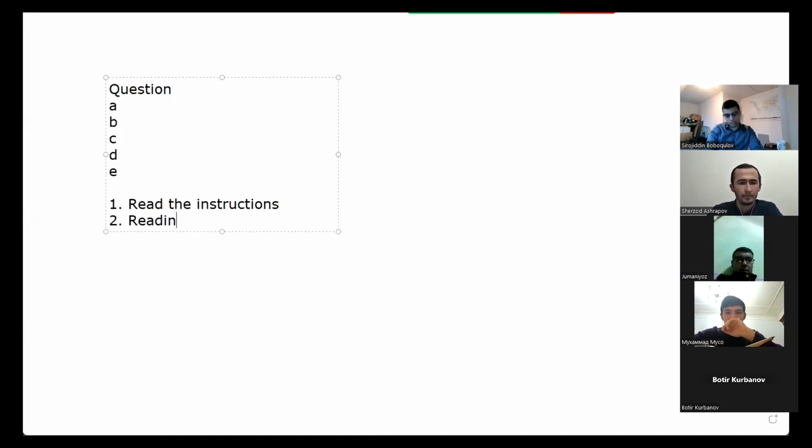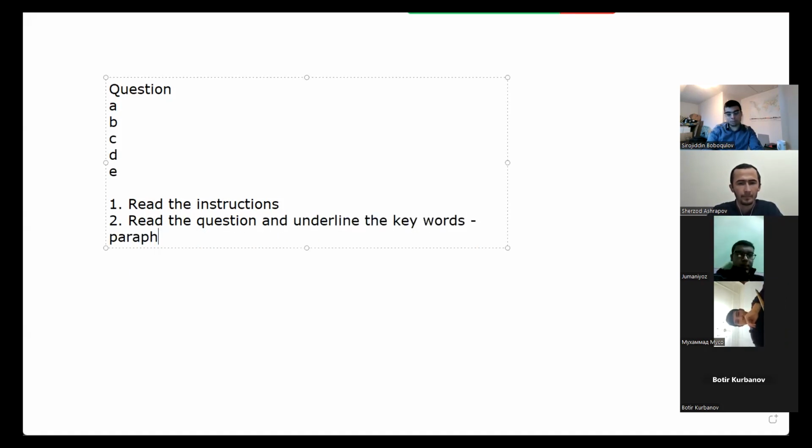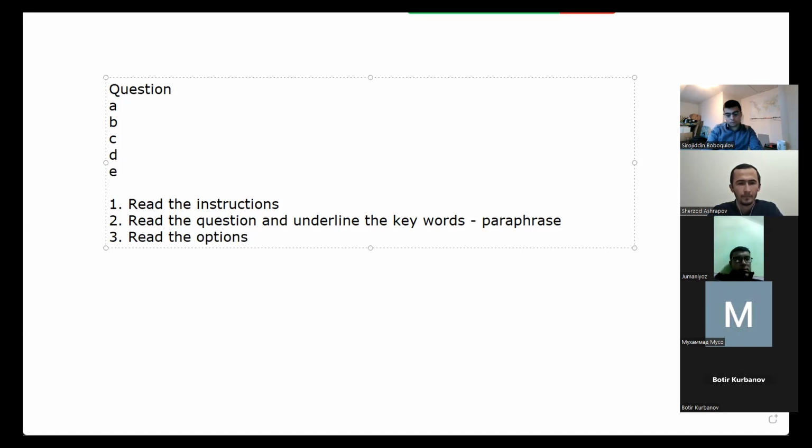Step 2, read the question and underline the keywords, right? So there are keywords in the question. We must read it, underline, and think about how they can be paraphrased. So we should think about how these keywords can be paraphrased inside the question. And then the next thing we need to do is to read the options and underline the keywords and think about how they can be paraphrased in the listening as well.